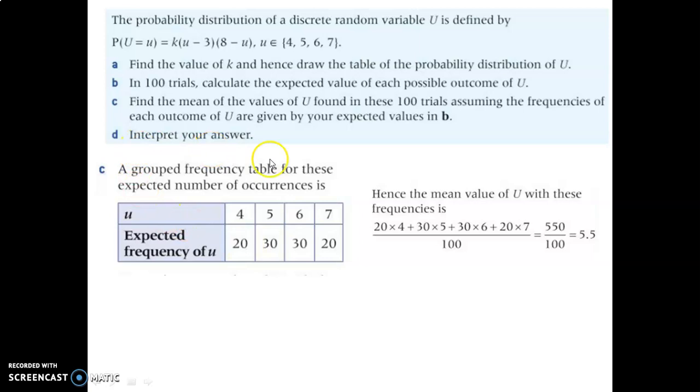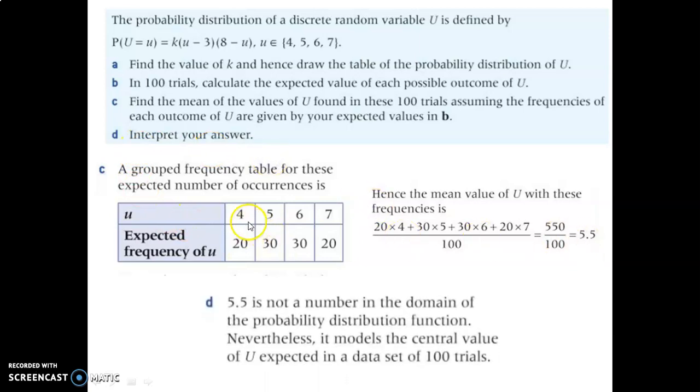And interpret your answer. Well, let's look at it together. Basically, yes, of course, whatever the situation is, the possible outcomes are 4, 5, 6, or 7. So how can we have a mean of 5.5? Well, the mean doesn't actually have to be one of the possible outcomes. The mean is just a value that is expected to happen, but might not happen in real life, because in this case, it can't be 5.5. But 5.5 is directly in the middle of this data set, and since this is all symmetrical, it makes sense that the mean is right in the middle.